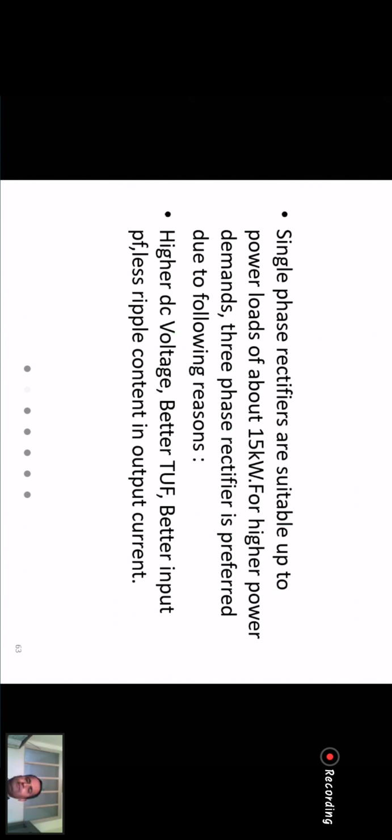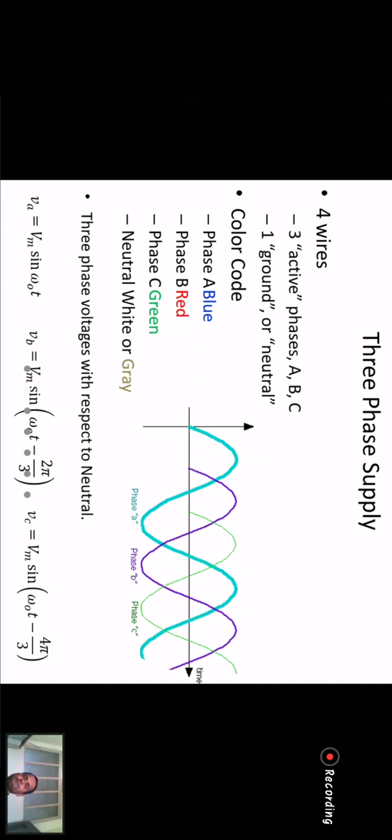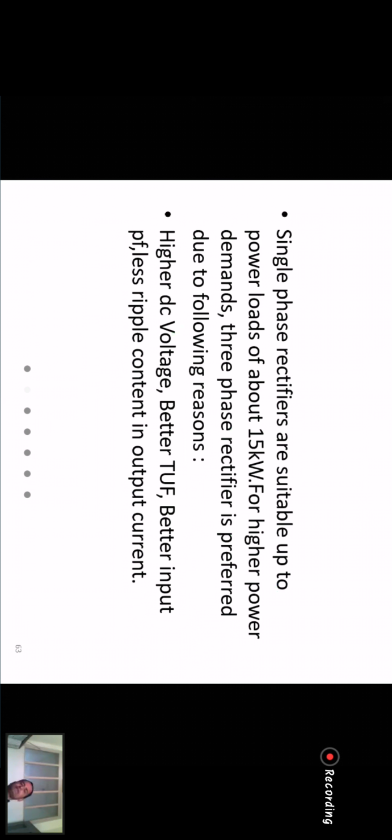So single phase rectifiers are suitable only up to a power load of about 15 kilowatt. Why do you require a three phase rectifier? Because single phase rectifiers are only suitable for about 15 kilowatt. So for higher power demand, three phase rectifiers are preferred due to the following reasons.